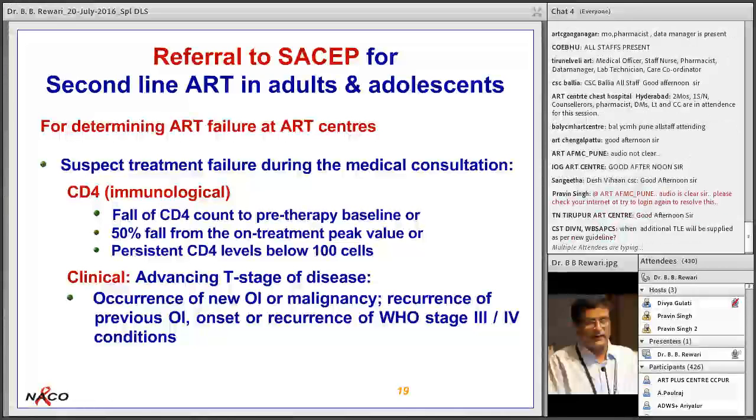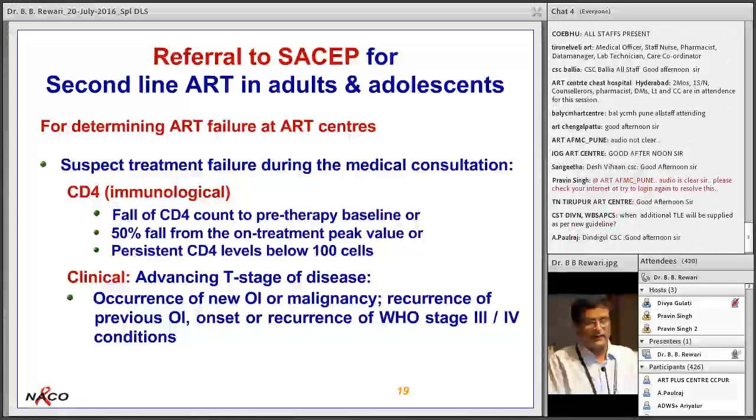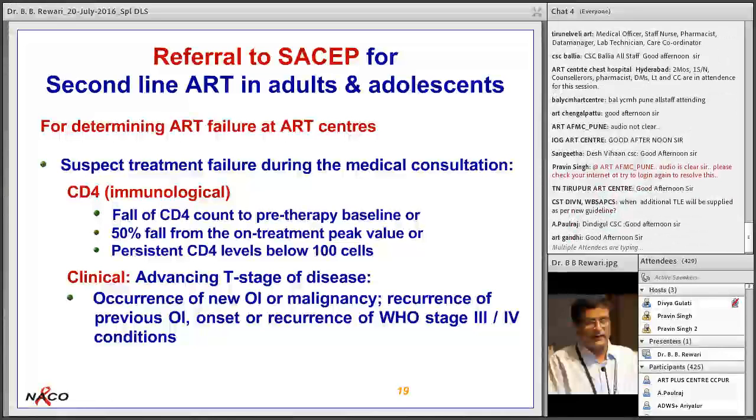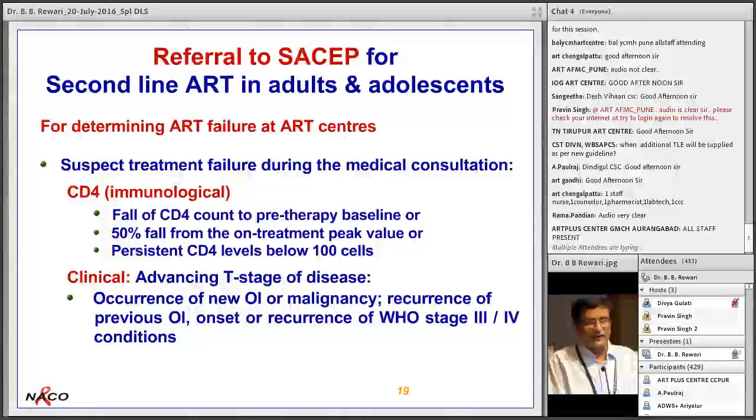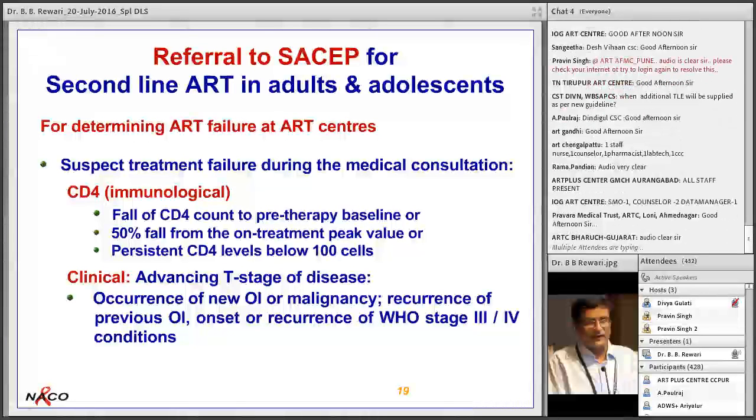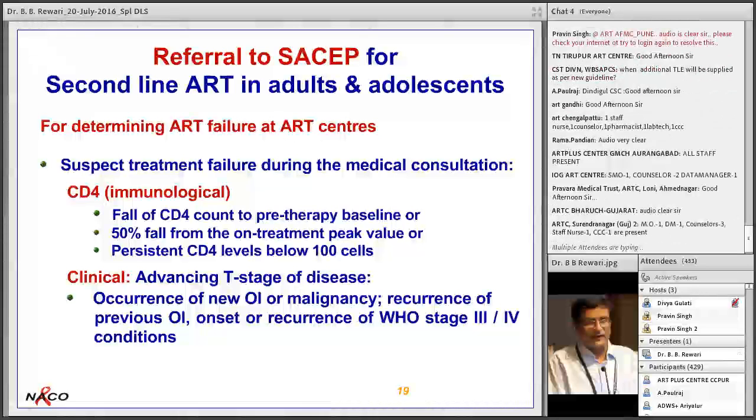Coming back to clinical: advancing WHO stage, occurrence of a new opportunistic infection or malignancies. You are asking when additional TLE supplies will be supplied. For the new guidelines, the supplies are already in place. Today I have checked that there are 3.53 months of TLE across the country, so you don't have to worry whether TLE for new guidelines is available or not.